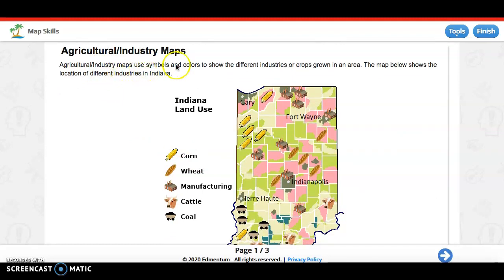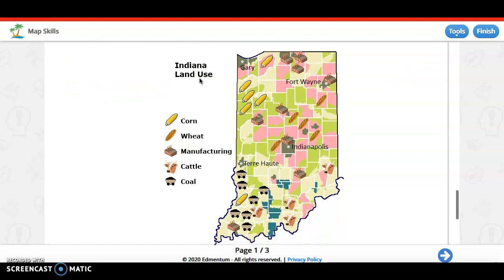Agricultural/industry maps use symbols and colors to show the different industries or crops grown in an area. The map below shows the location of different industries in Indiana. Indiana is a state in the Midwest in the United States, and it says Indiana land use, meaning how do they use the land? Well, they use it for growing corn, growing wheat, manufacturing, raising cattle, and mining coal.